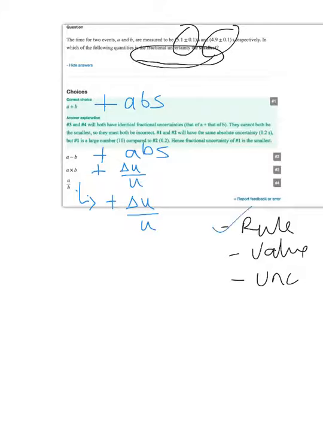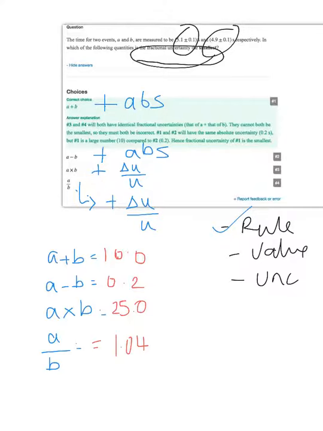Next we'll work out our actual values. So that's what we're going to do next. And these are our answers. We get 10 for A plus B, A minus B is 0.2, A times B is 25, and A divided by B is 1.04. So now we've done that, let's work out our uncertainties.